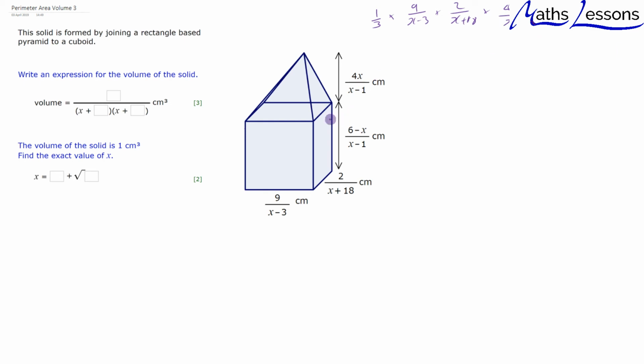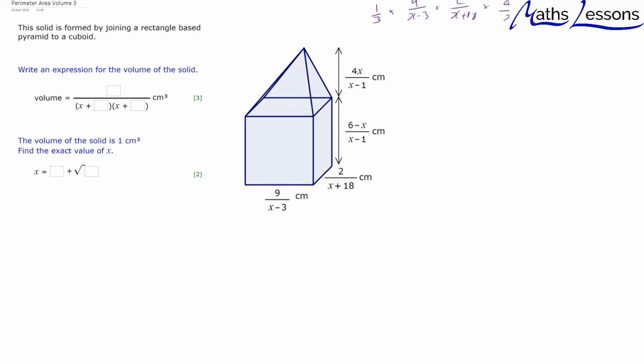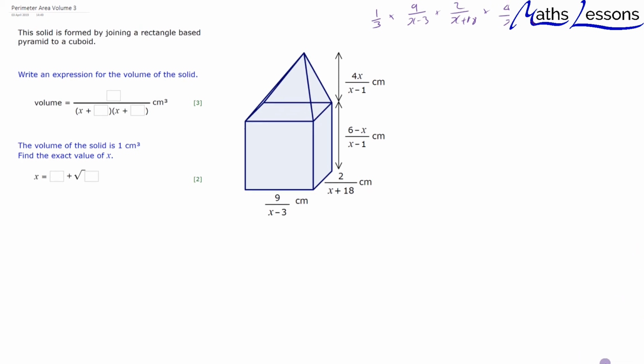And we also know the volume of the cube, sorry, I need a plus there. We're going to add on the volume of the cube. So we're going to have plus, the volume of the cube is going to be 9 over x minus 3 again, times 2 over x plus 18 again, times by 4, just give myself a bit more space. It's not happening.